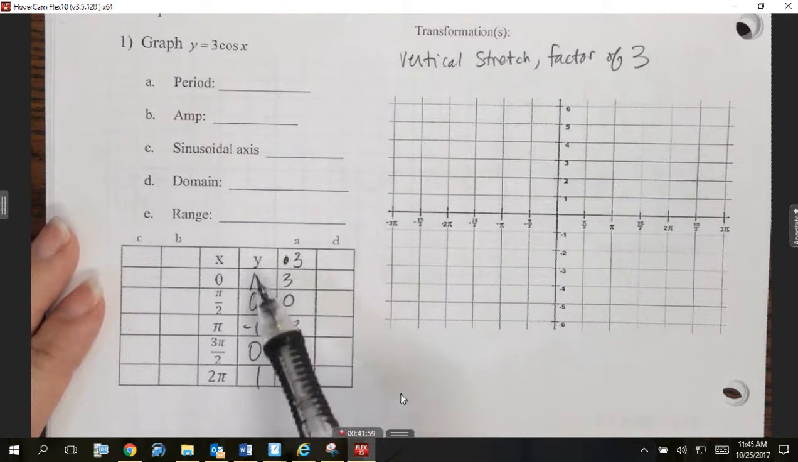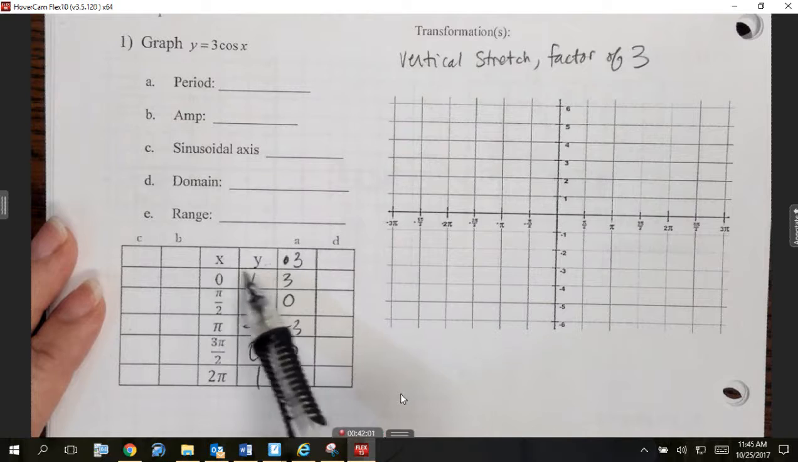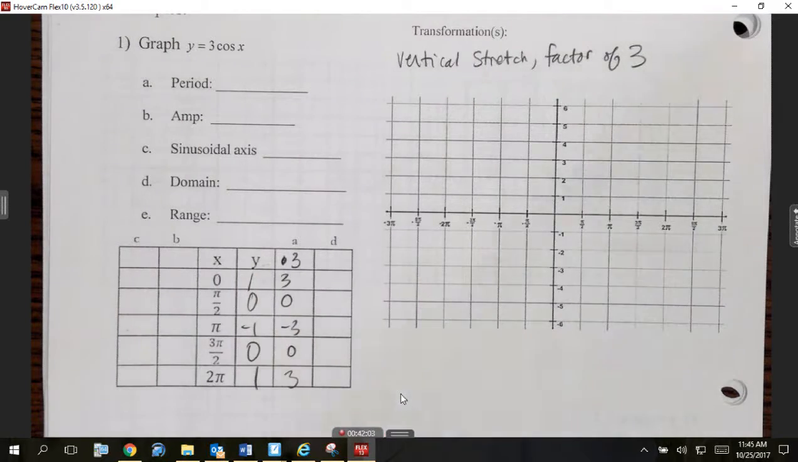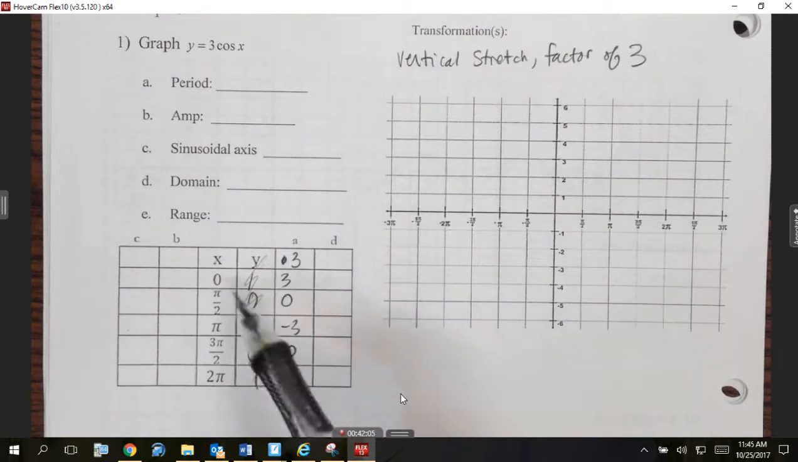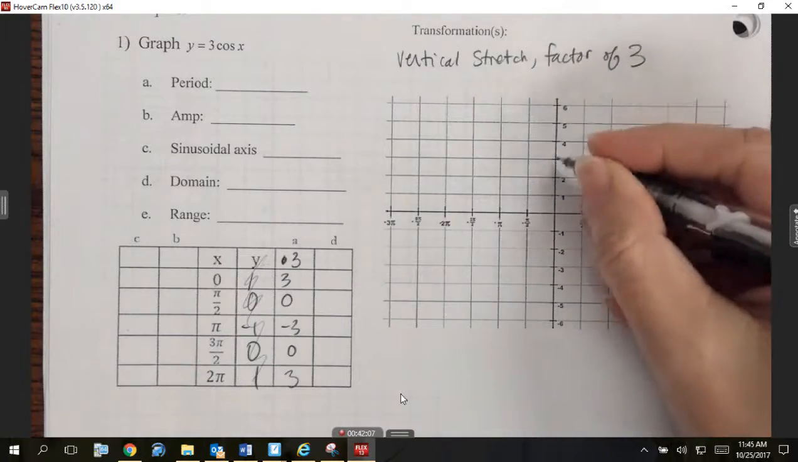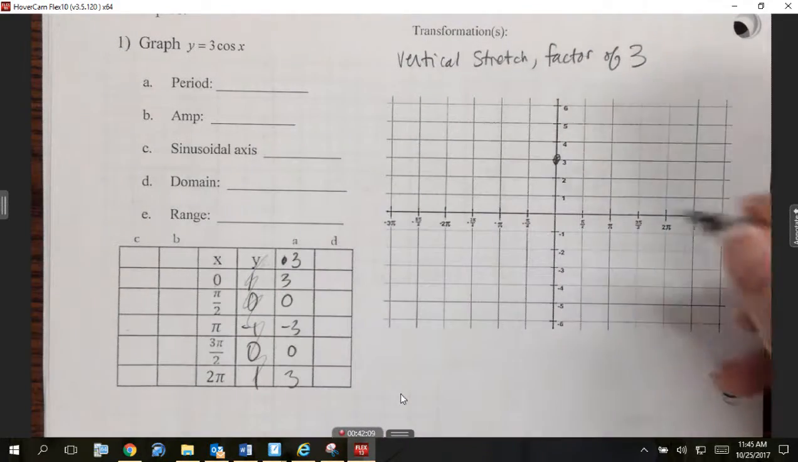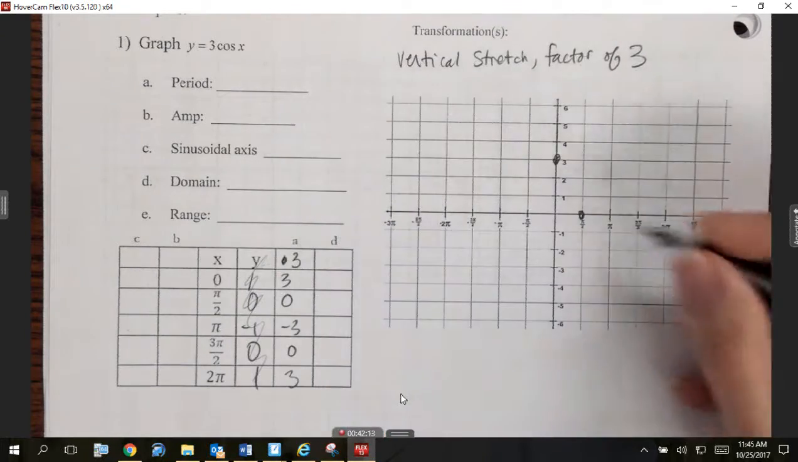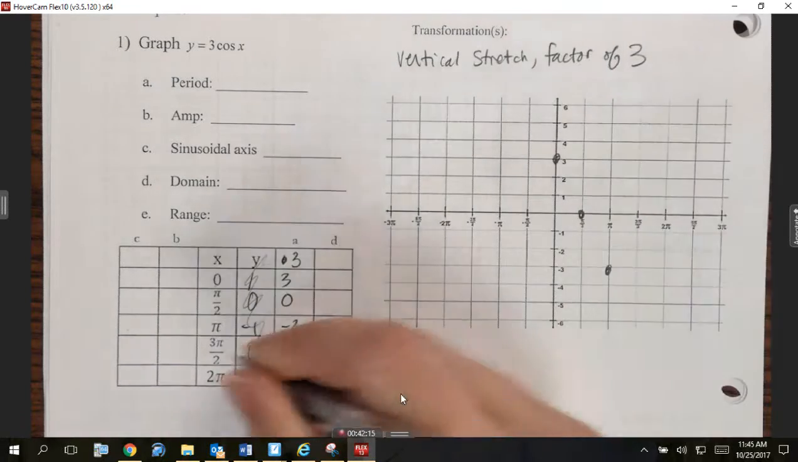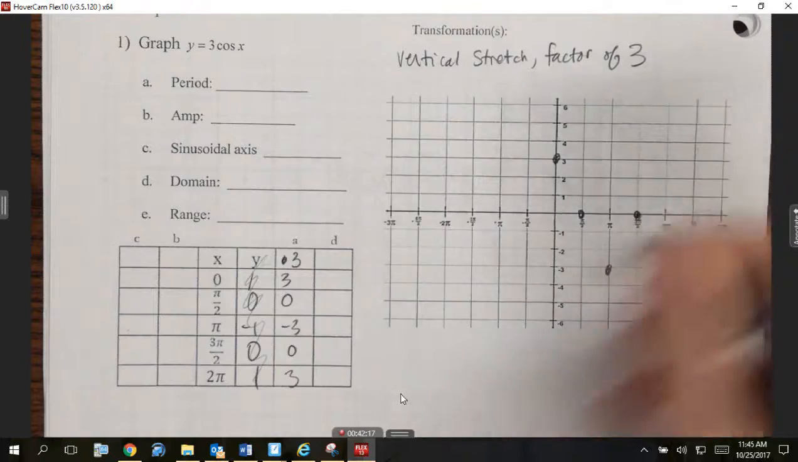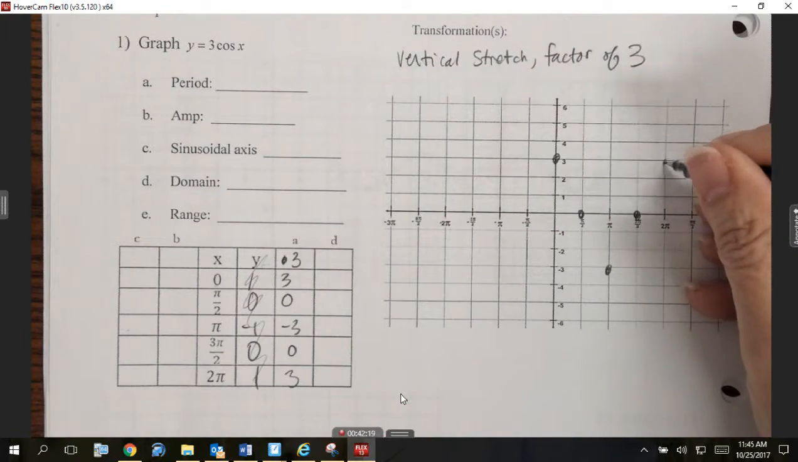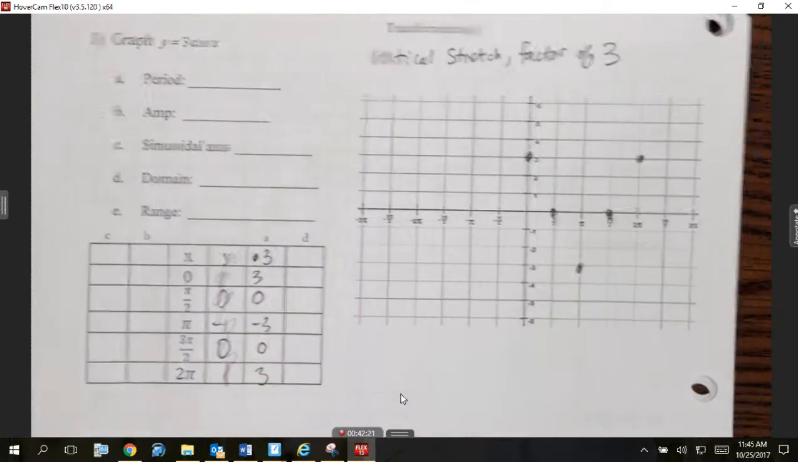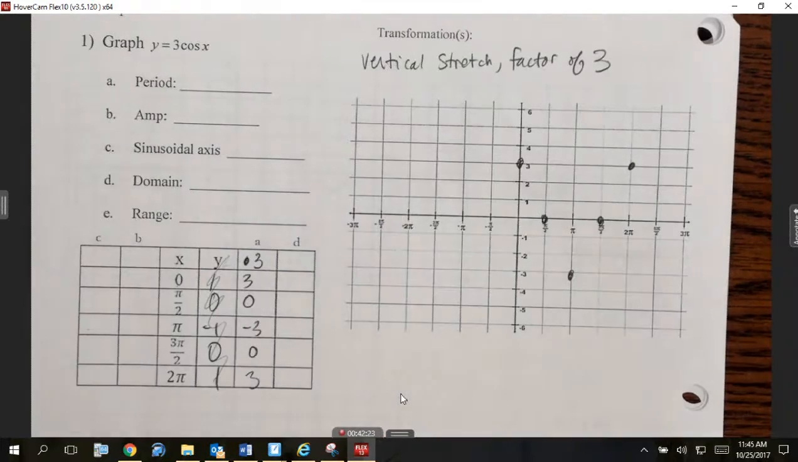Sinusoidal. We'll get that. And then you only graph the most outer x and outer y, so I don't need this one. I just need 0, 3, pi over 2, 0, and I changed the graph for this page so it's easier to use. And then pi, negative 3, 3 pi over 2, 0, 2 pi, 3. I like this graph. Me too. I meant to change the other one. I don't know what happened.